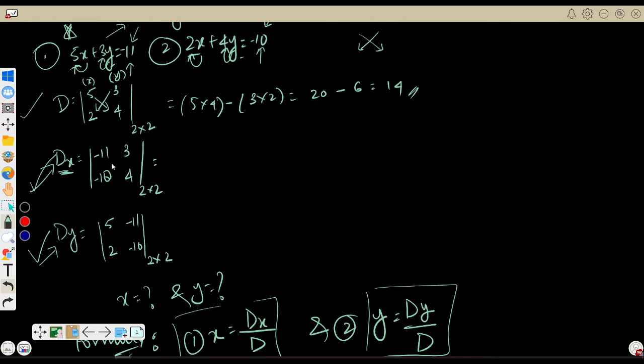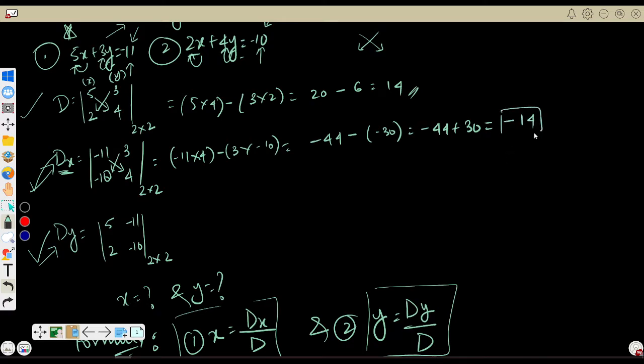After this, we need to find dx. So I will multiply minus 11 with 4, minus, now multiply 3 with minus 10. So this will give me minus 44 minus minus 30, which is minus 44 plus 30, which is minus 14. I hope this is clear to you.